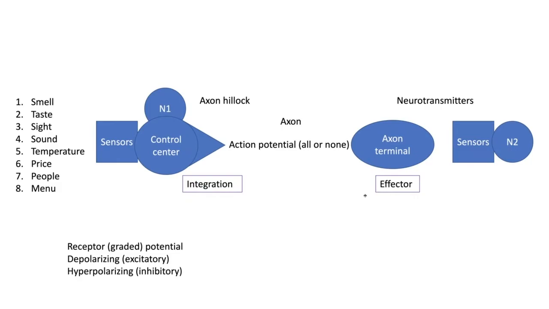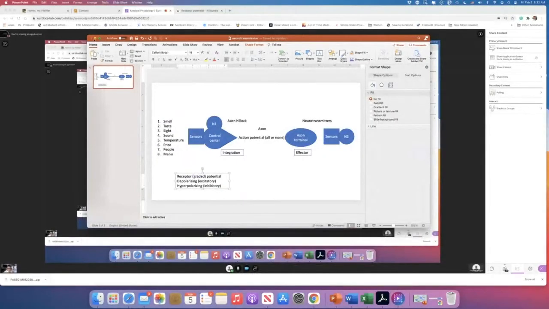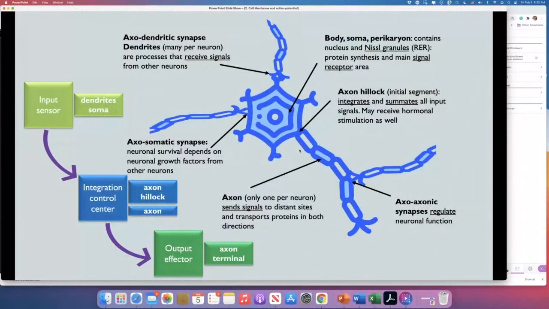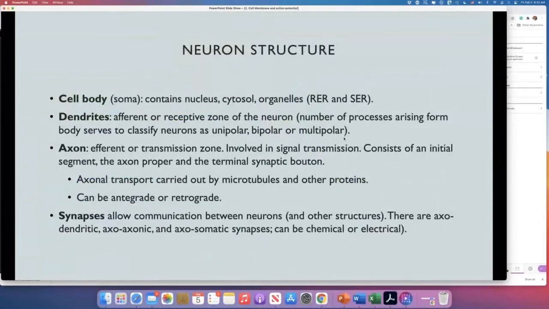Okay, so let's move back to our presentation after seeing this, because it's important to understand the differences between the several types of membrane potential that occur in our brain, in our nerves.